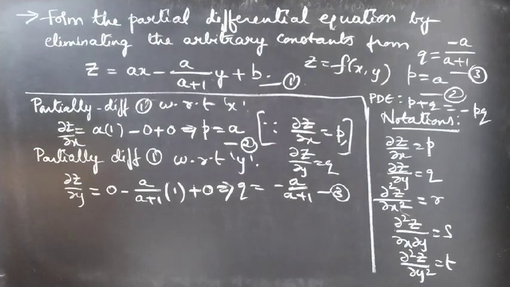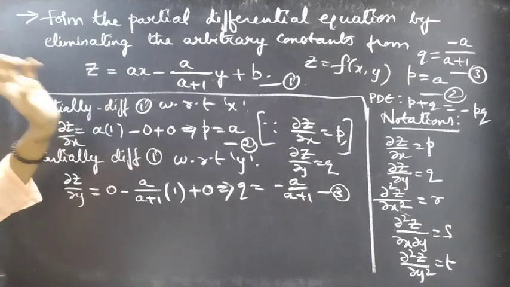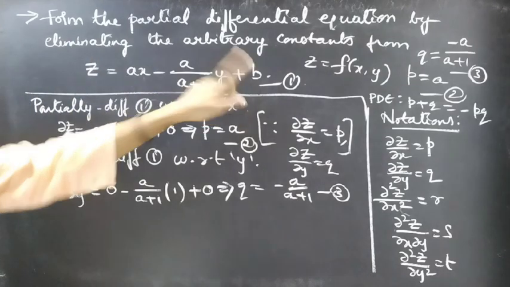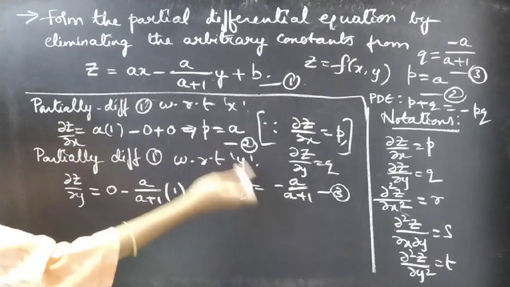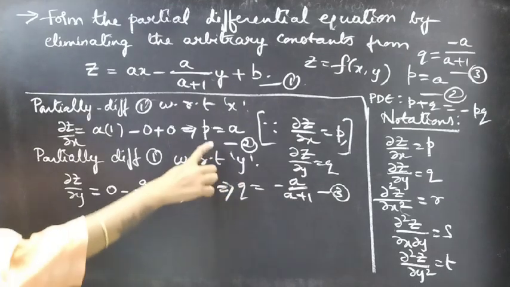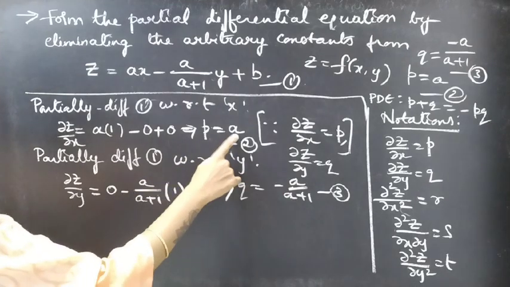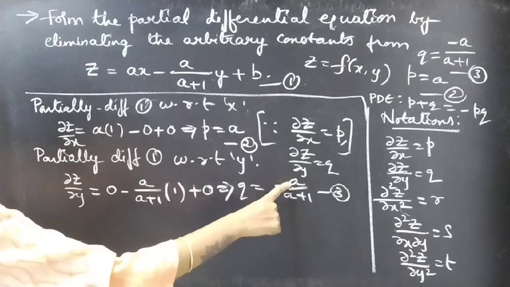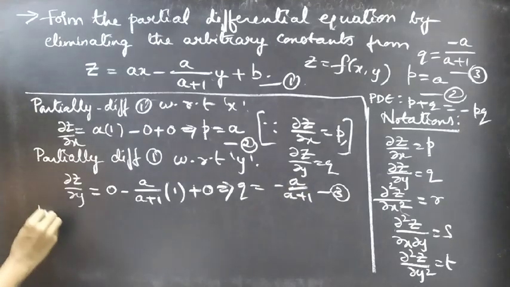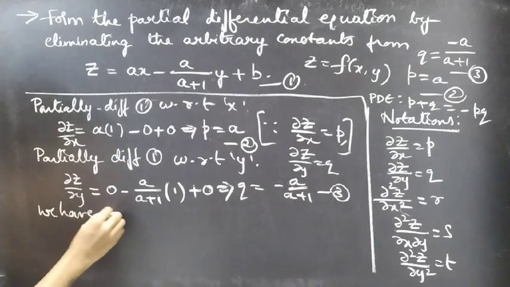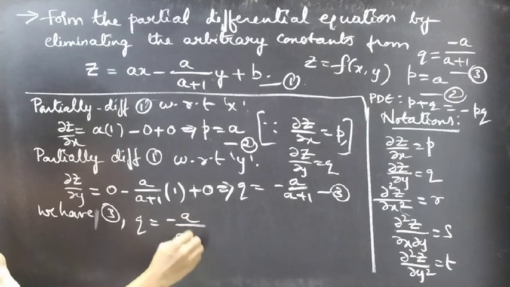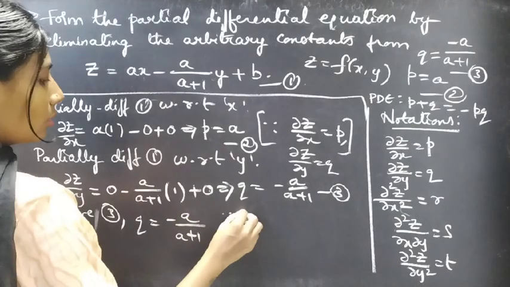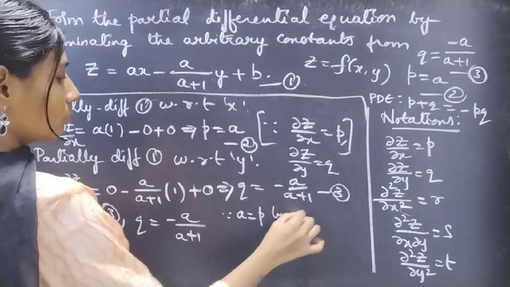So now by observing 1, 2 and 3, we can say that by substituting 2 or 3 or 2 and 3 in 1, we can't just eliminate a and b from the given equation. So what we'll do is we'll just observe 2 and 3. By observing 2 and 3, we have noticed that a equal to p, so we can just apply a equal to p in this equation, right? So we have equation 3, q equal to minus a by a plus 1, and also a equal to p by 2.